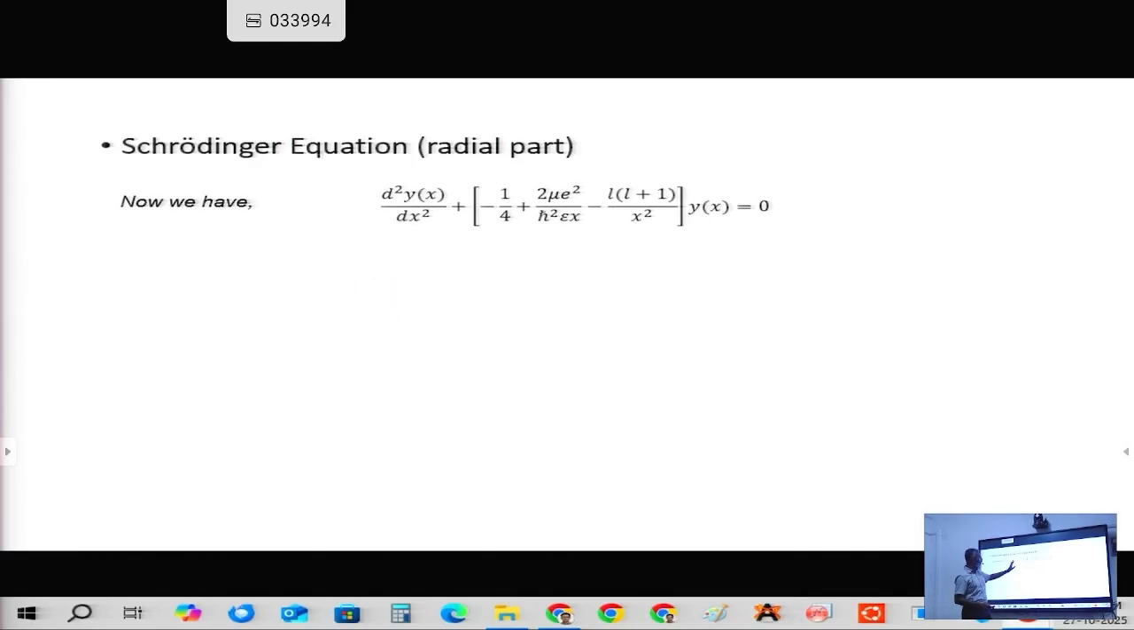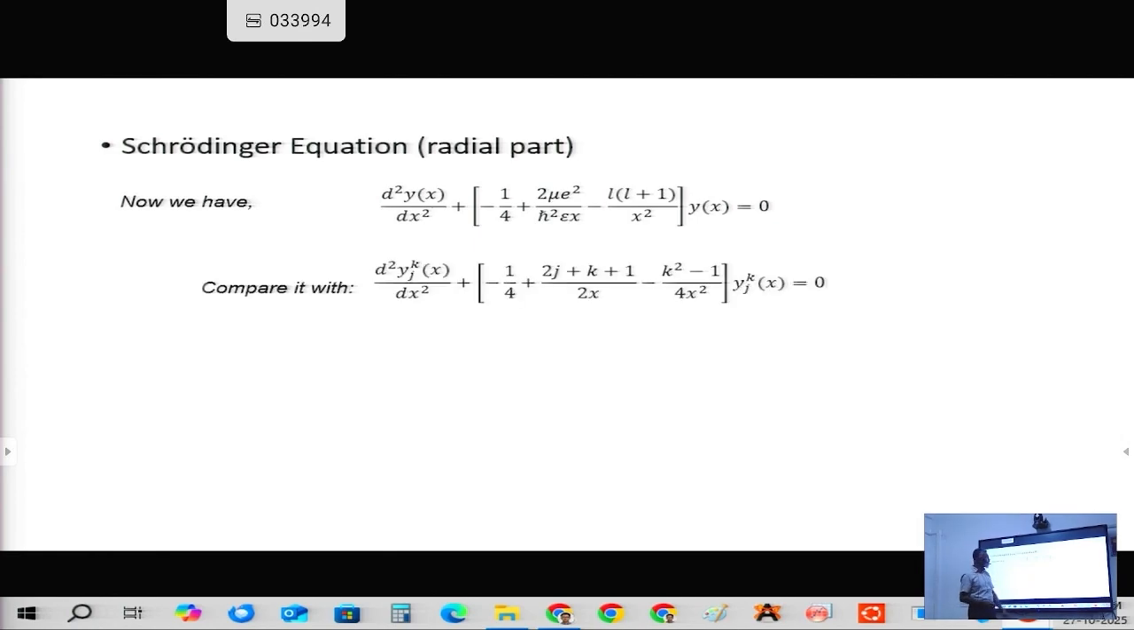So we have this equation. This is not the solution of the radial part. This is the differential equation of the radial part. And this is the modified differential equation in the associated Legendre polynomial. Okay. So what we have is, we know that L into L plus 1 is equal to k square minus 1 by 4, and 2 mu e square by h cross square epsilon is 2j plus k plus 1 by 2. Okay. So this is how you find the solution, because we need to know what these k's and all are in terms of some number.